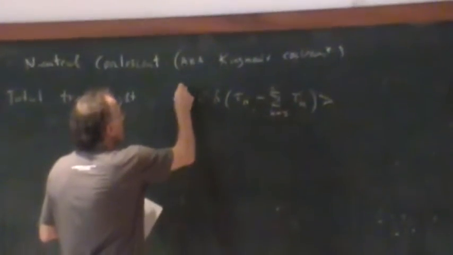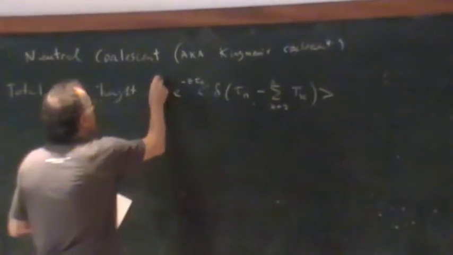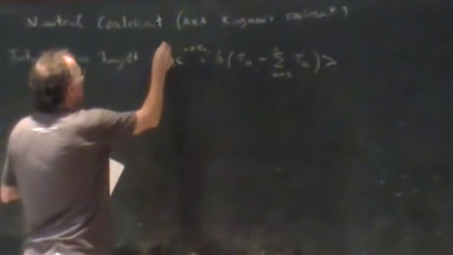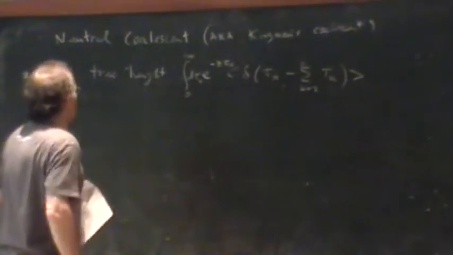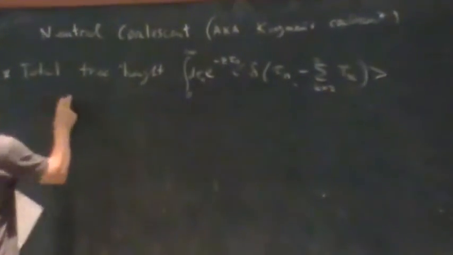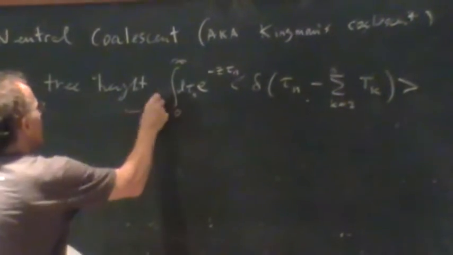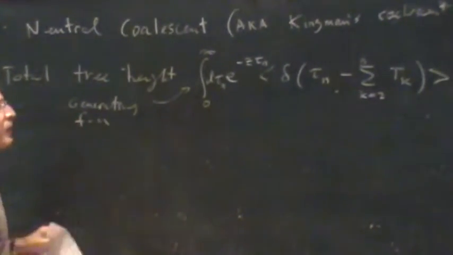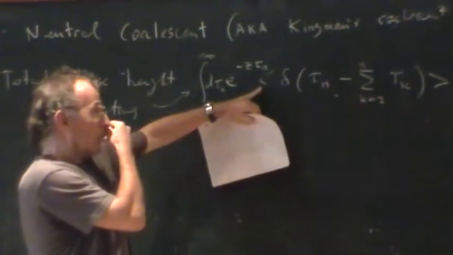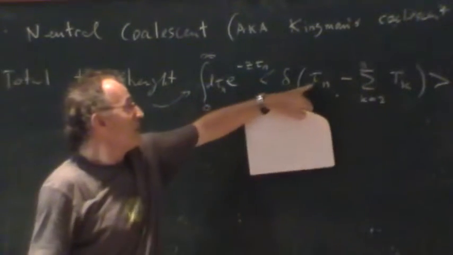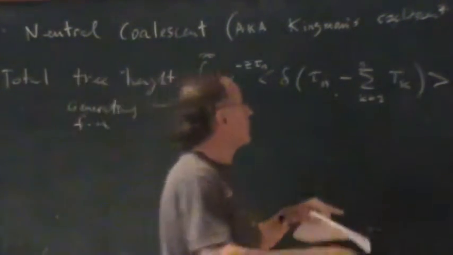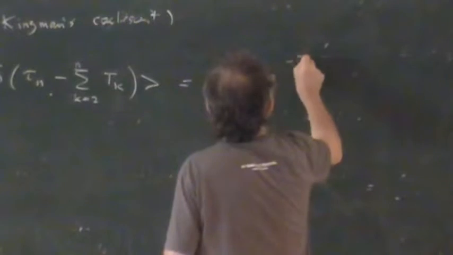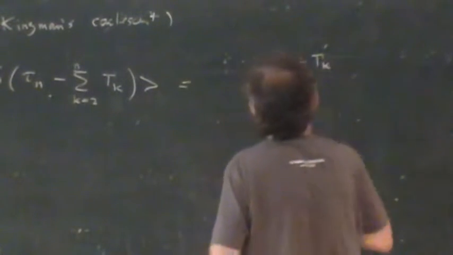defining a generating function, and integrating over this time. Right? And the generating functions are good because it's easy to integrate over the delta function here. And what we're going to have is z times t_k.